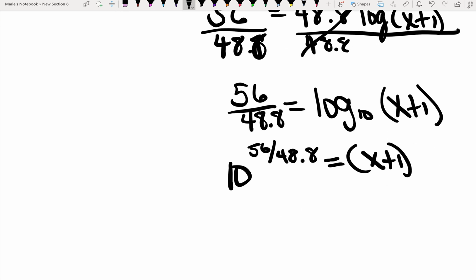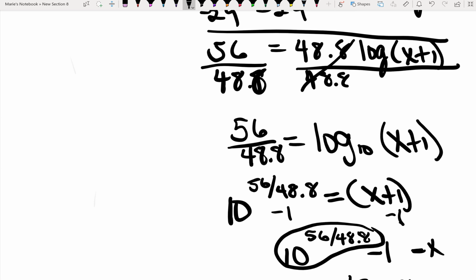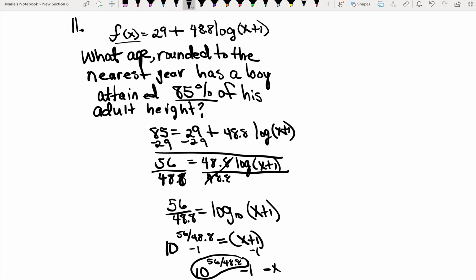And so the last step is going to be to subtract 1 on both sides here. So now you have 10 raised to the 56 over 48.8 minus 1. And that's equal to your x. When you throw this in a calculator, because there's no human way to actually know that unless you're a savant, which not even savants, your age would be approximately 13 years of age. And so you can understand that this is basic substitution. I don't consider this to be a difficult question, okay?